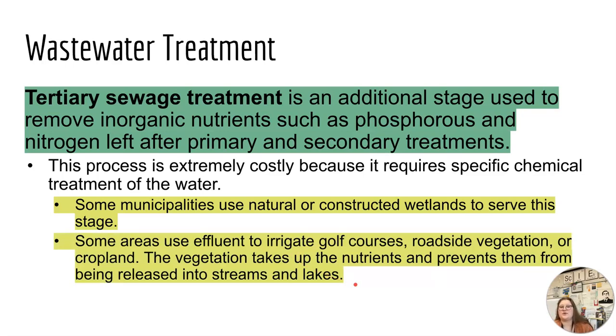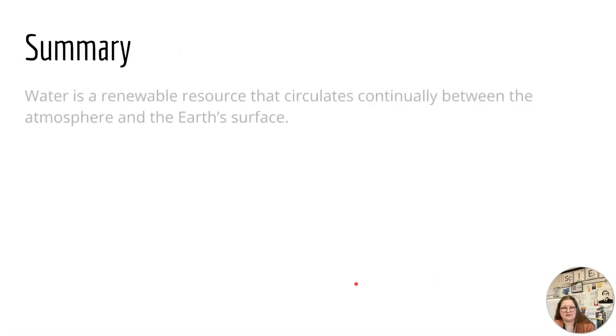Some areas use effluent to irrigate golf courses, roadside vegetation, or cropland, so not what we are drinking, but like watering other things. And then the vegetation can take up those nutrients and prevents them from being released into streams and lakes and causing eutrophication. That's the end of lesson 6, but really quickly, we're just going to do a summary of chapter 15.